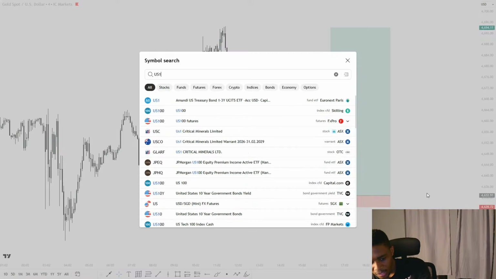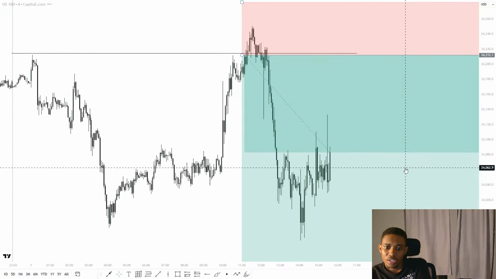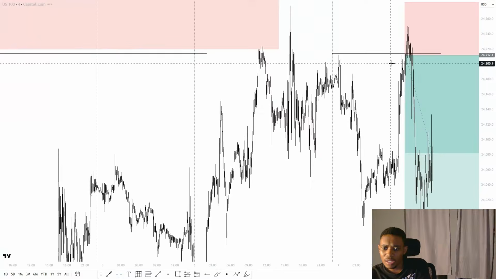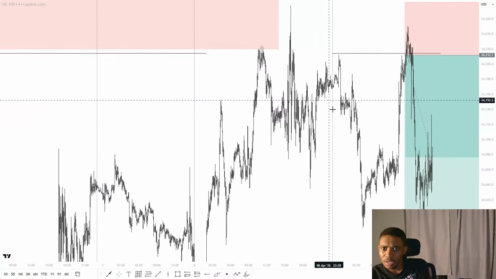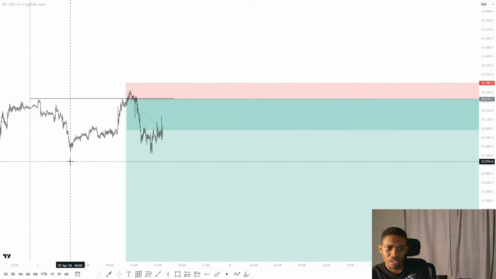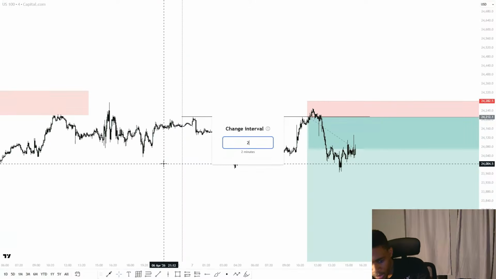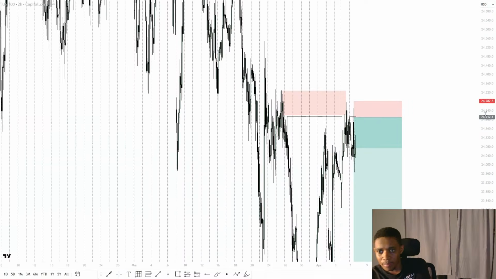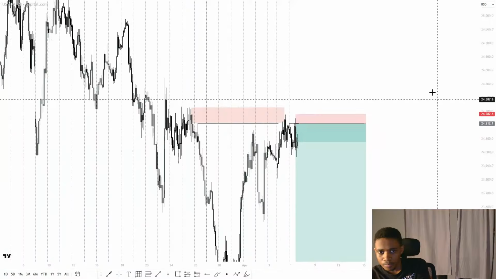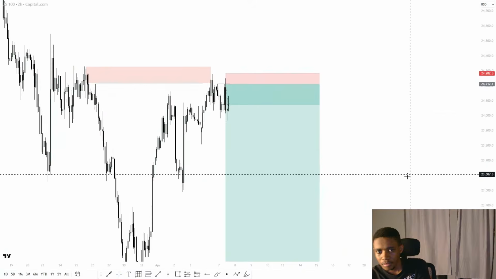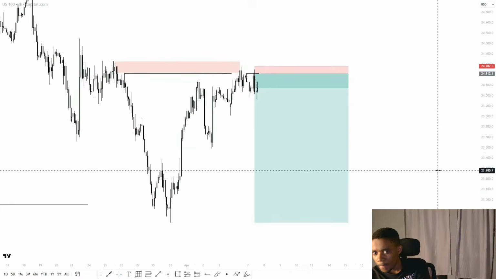Let's check NAS 100 actually. What was our opportunity for NAS 100? Oh, we're still looking for sales on NAS 100 from a 2-hour supply zone. Yeah.